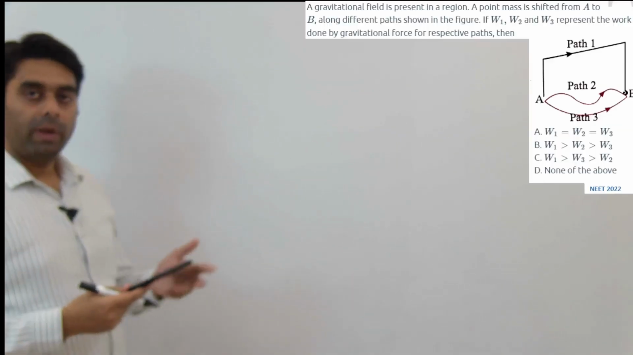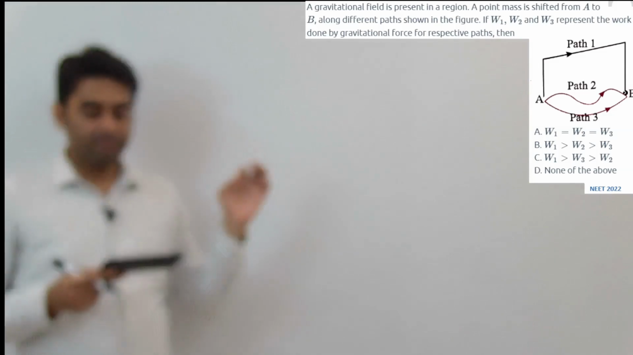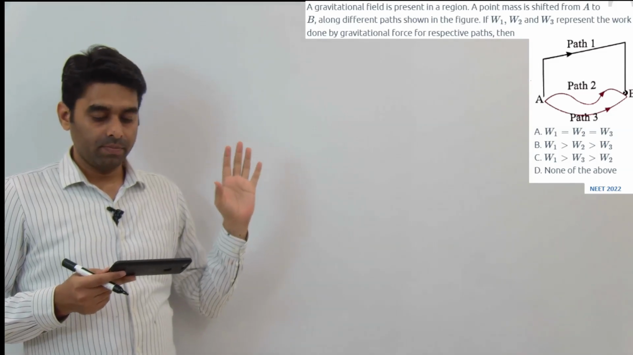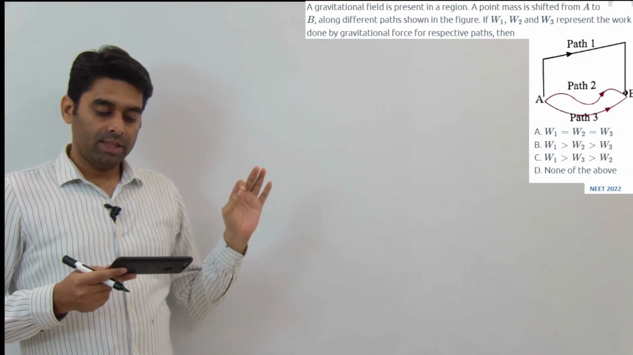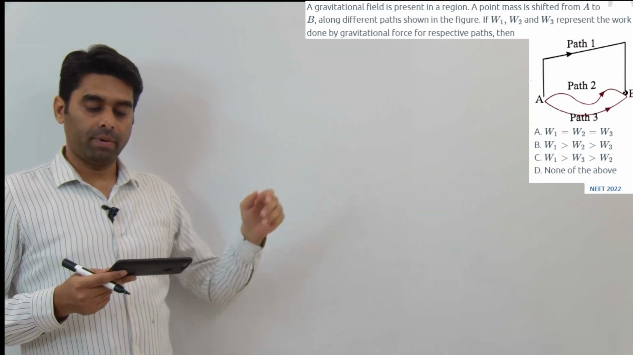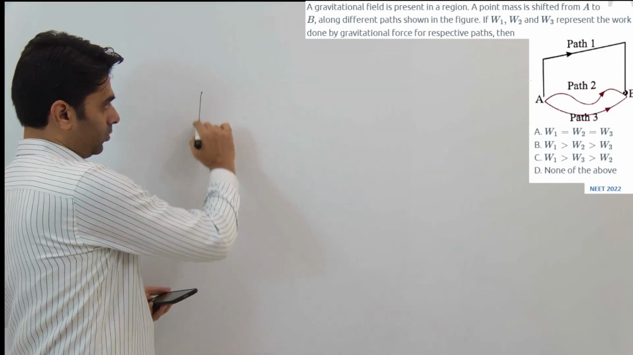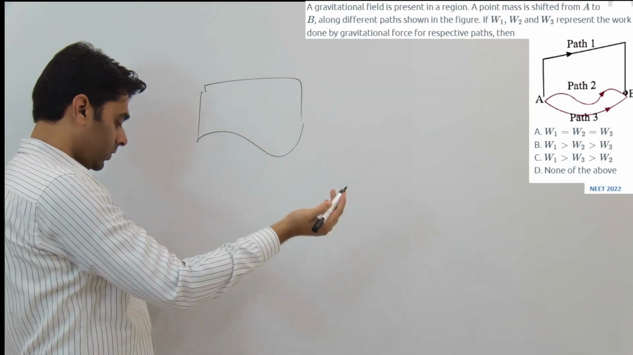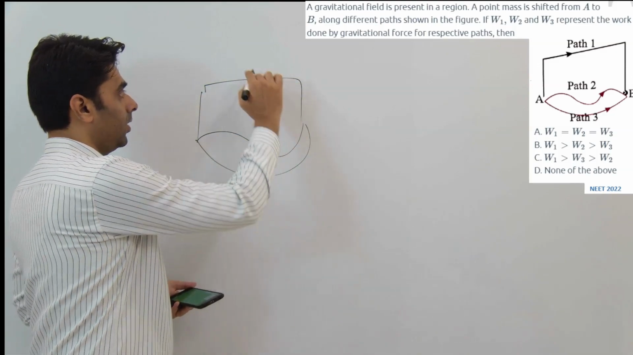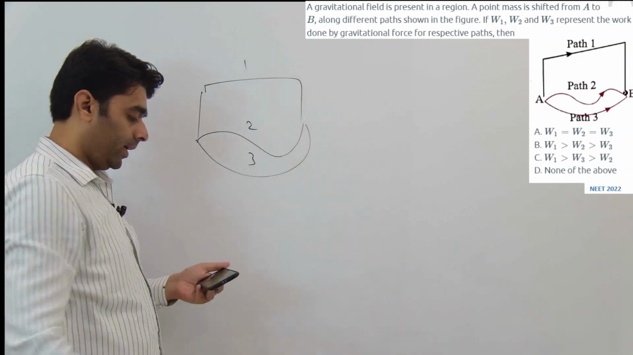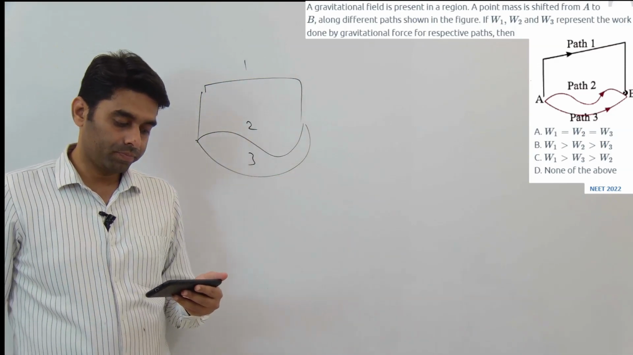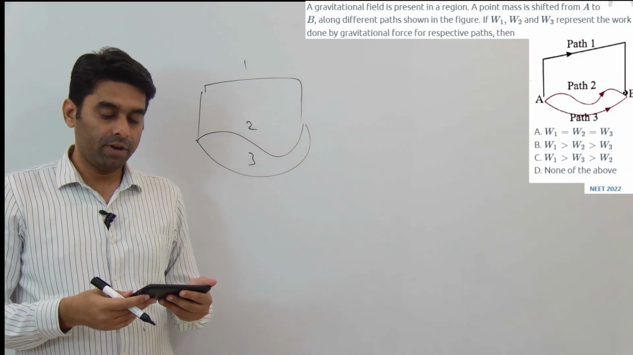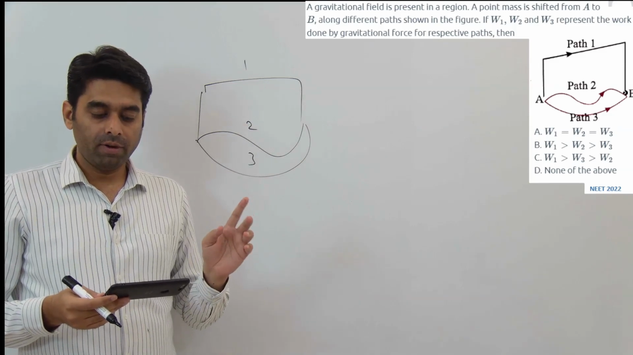Next, the question that we have is: a gravitational field is present in a region. A point mass is shifted from A to B along different paths. So different paths are shown to you. This is some path 1, this is your path 2, this is then your path 3, 1, 2 and 3, right? They are asking us, the mass is shifted from A to B along different paths shown in the figure.